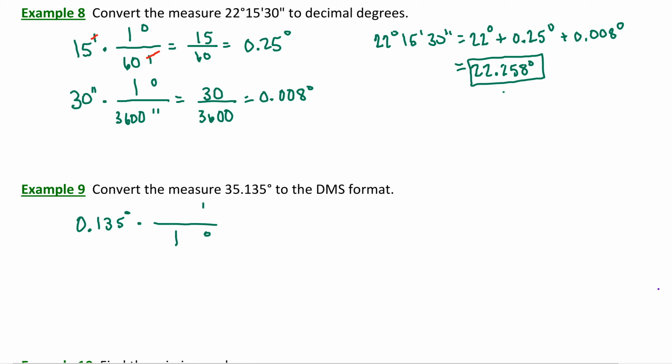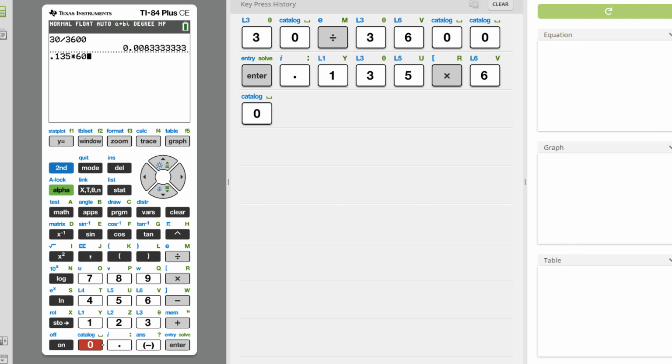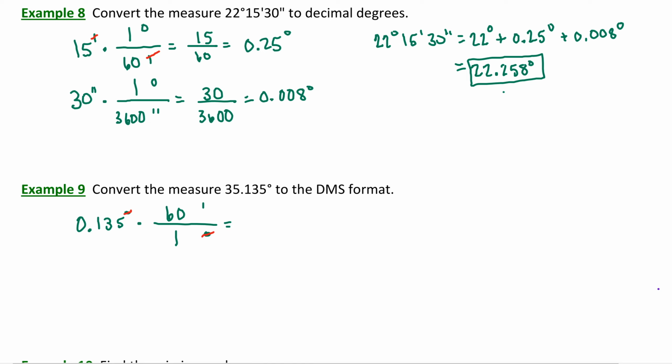In 1 degree, there's 60 minutes. And again, you can imagine your units canceling. You can see our leftover units here will be minutes. So multiplying straight across, we have 0.135 times 60. And we end up with 8.1 minutes.